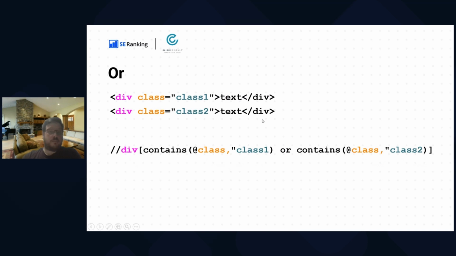Or there's the or operator as well. So say you have a div with class equals class 1, and you've got another div with class equals class 2, and you want to return the contents of either one of those divs, you can stick an or in between them. So you've got //div contains class 1 or contains class 2.